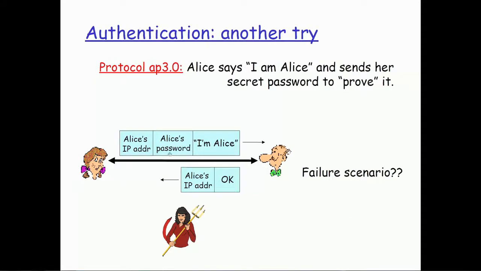The next thing is I can actually put the password along with the IP address and then send a message that I am Alice, and then Bob can send back, okay, I understand that you are the person, and then send it out. So, is there a problem here?